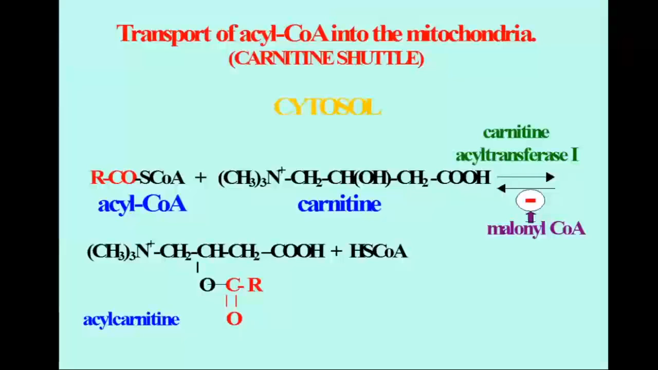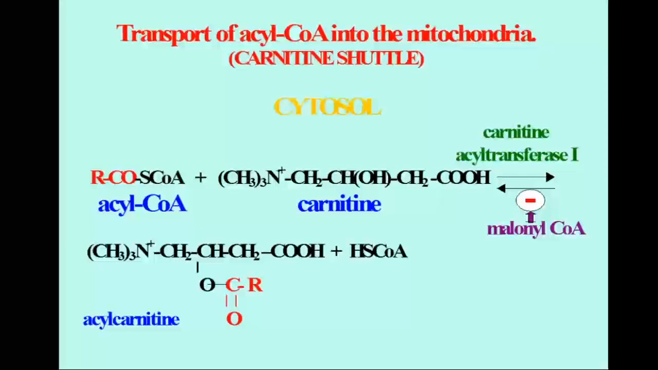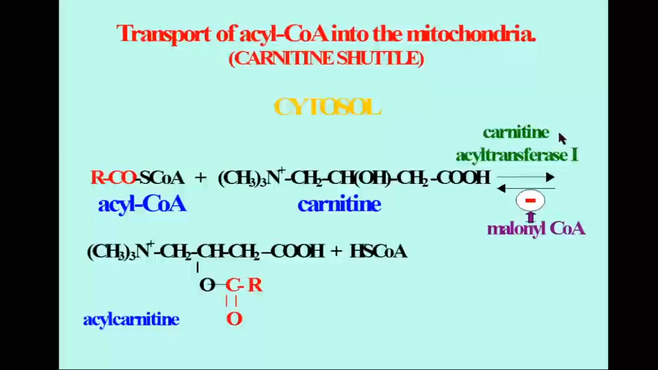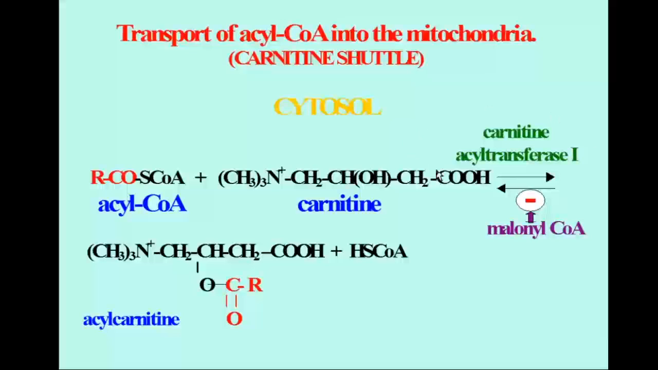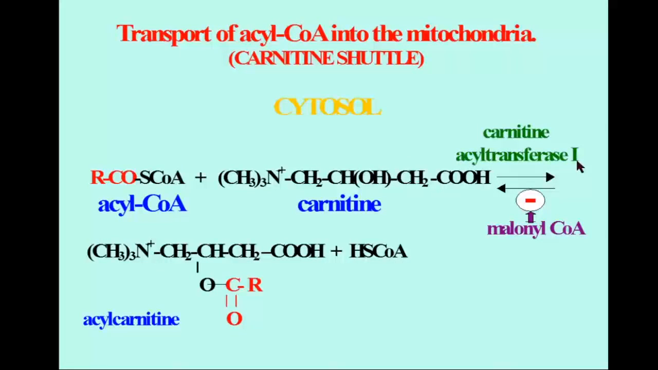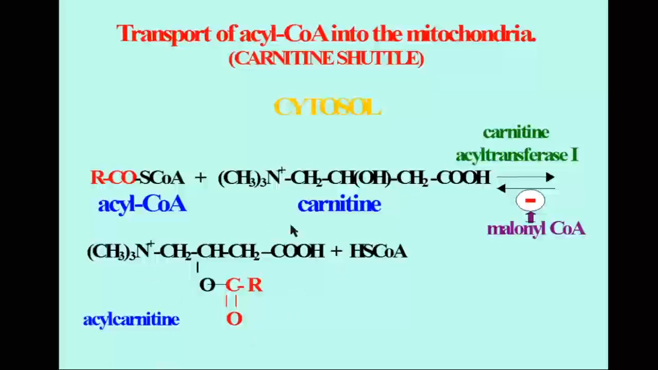The special enzyme is named carnitine acyl transferase. We will put one, because we need to explain that this acylcarnitine transferase is localized in the cytosol. So this reaction will be performed in the cytosol to create a substance that can pass through the membrane. This substance is named acylcarnitine.